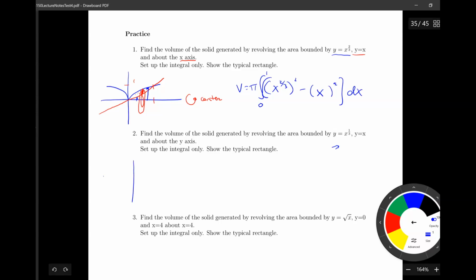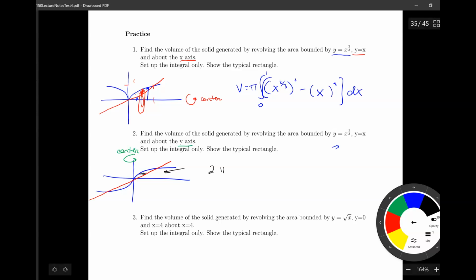y equal x to the 1/3, which, you know, graph looks like this. Again, y equal x. Oh, I see 2 areas. I think we can probably find one and double it. We're revolving it around the y-axis. So here, this is the center. Let me draw the rectangles perpendicular to the axis of rotation. Again, I'm going to take just what's happening in here and double it.